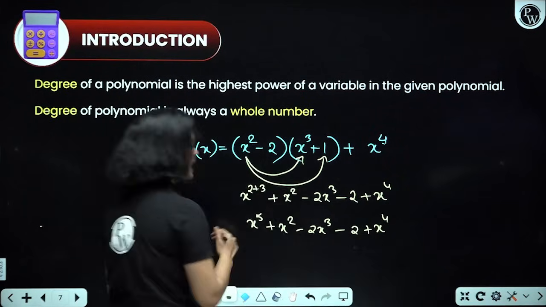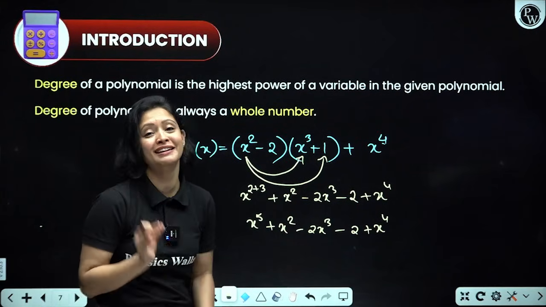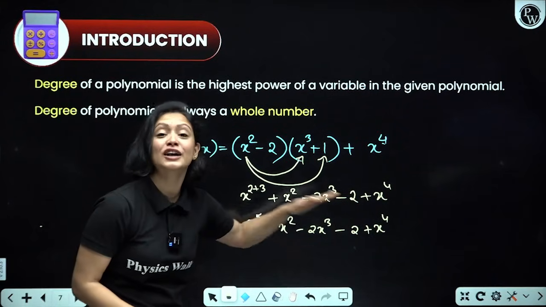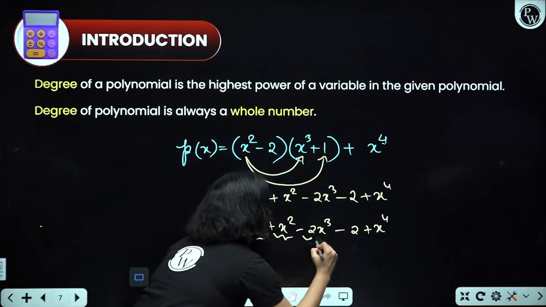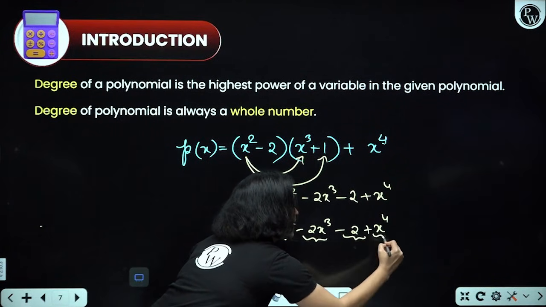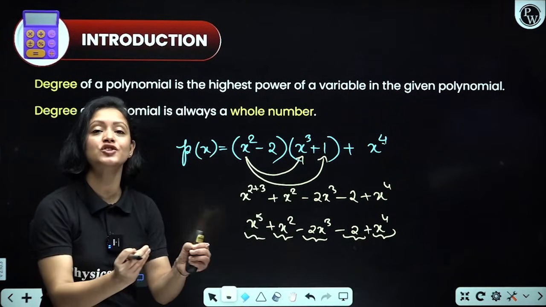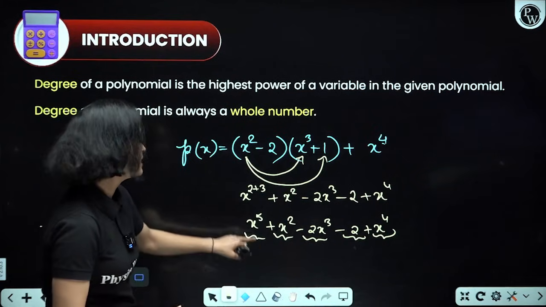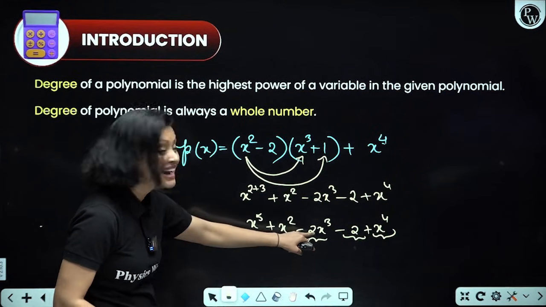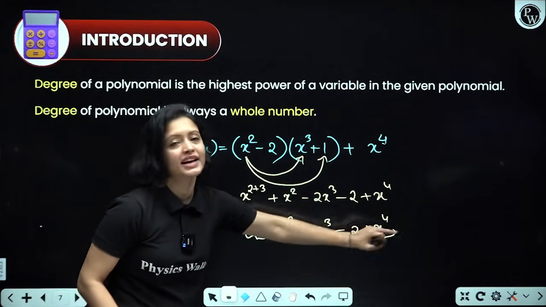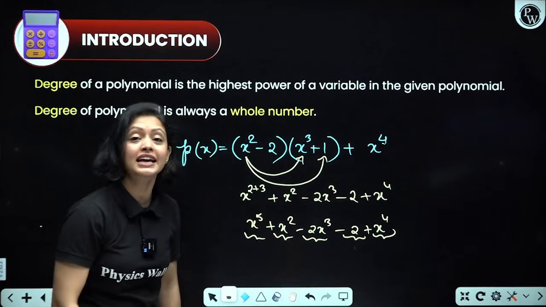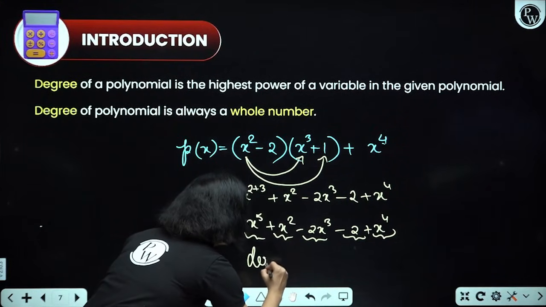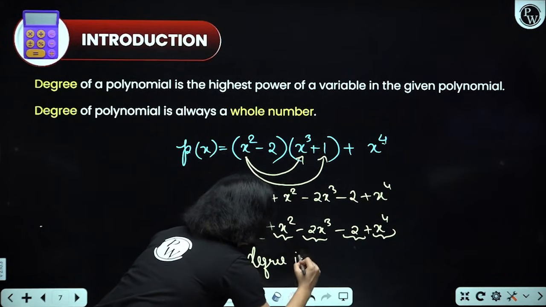You don't have any like terms now, and you can clearly see that this is actually the standard form. Each of the terms is separate, and they are all related to each other with addition sign. What are the terms? x raised to power 5, x squared, minus 2x cube, minus 2, and x raised to power 4. Now, what is the highest power, everyone? The highest power clearly is 5. So, the degree is 5.